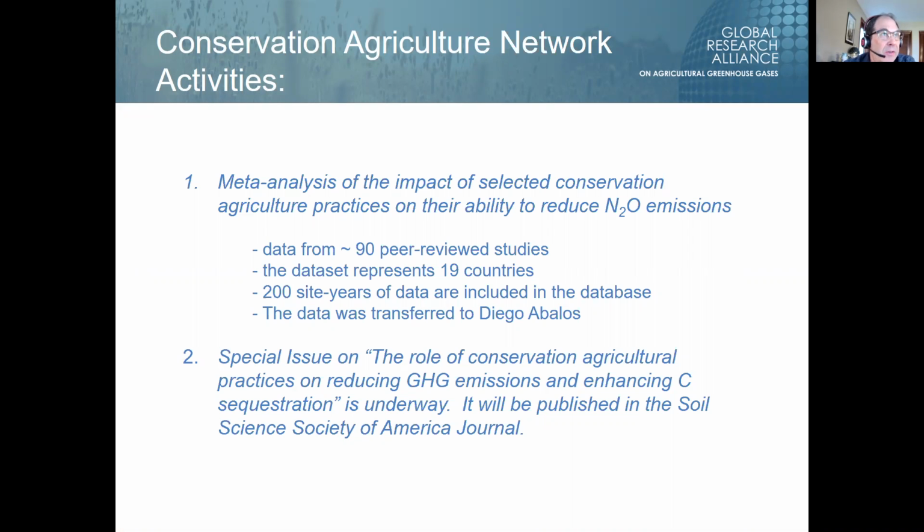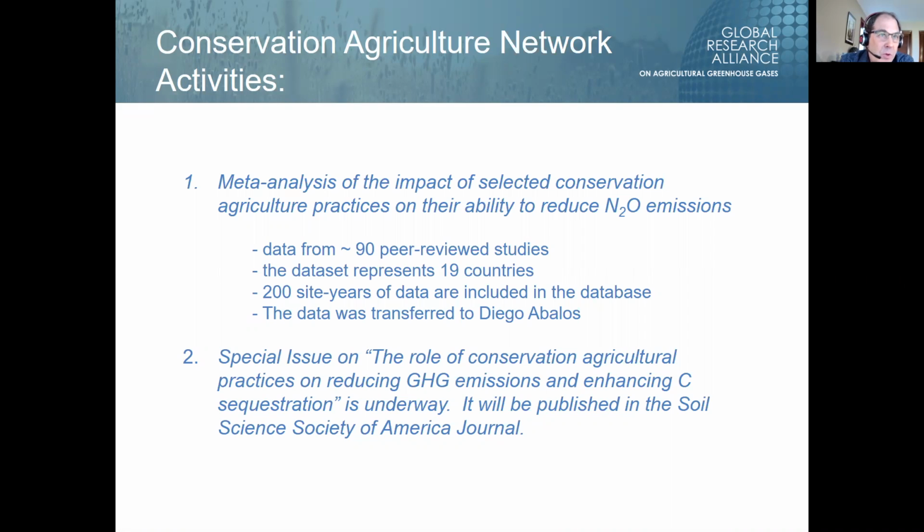There are two main activities that the Conservation Agriculture Network has been involved in this past year. One is a meta-analysis on the impacts of selected conservation agriculture practices on their ability to reduce N2O emissions from agricultural soils. The data is from about 90 peer-reviewed studies. The data represents emission data from 19 different countries. There are about 200 site years of data included in this database.